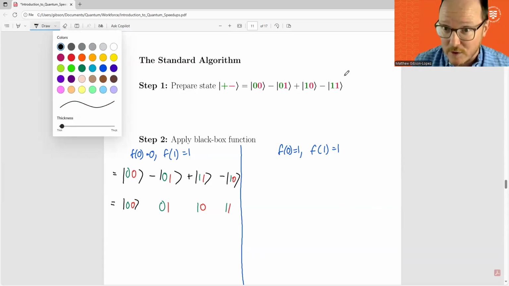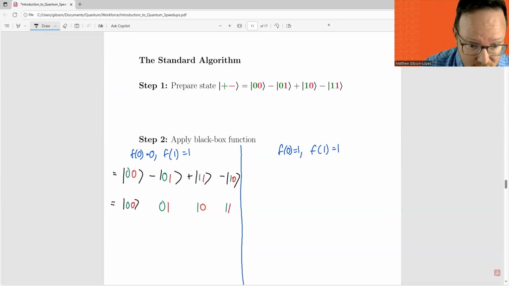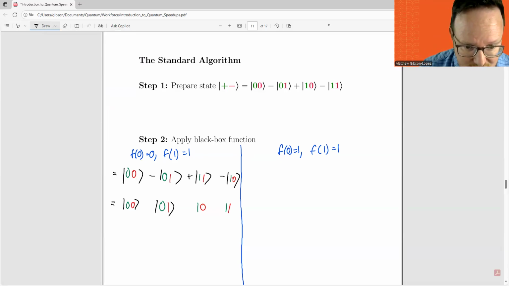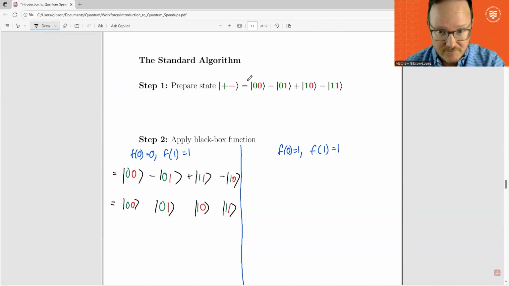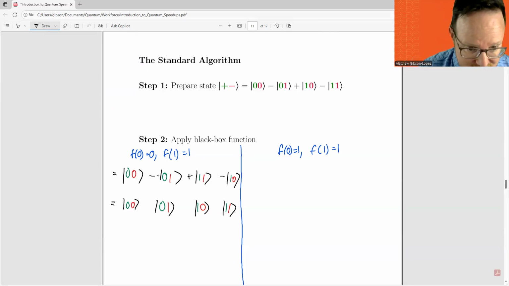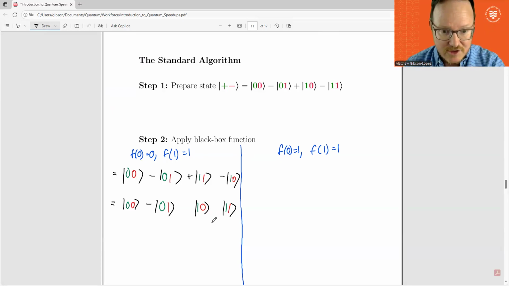But now I'm going to be careful with the signs. So we're going to have all these cats, and the question is, what are the signs? Well, this one stays the same. So the 0, 0, 0, 1, its sign is negative, right? This 1, 0, its sign is now negative, right? And this 1, 1, its sign is now positive.